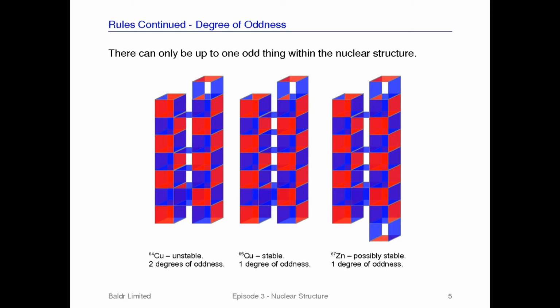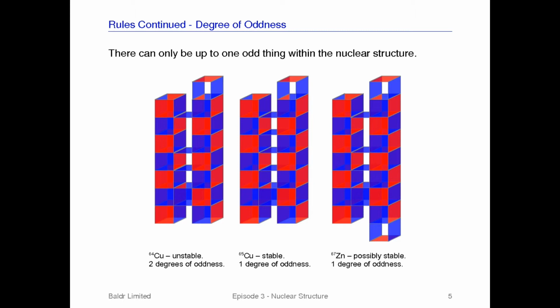Lastly, it could be argued that instead of adding an extra bonding neutron to the copper 64 structure, we could add an NPN hat to the other end of the right hand column. We would point out here that if an NPN hat was added anywhere else, then it would create another degree of oddness, as it wouldn't pair up with the NPN hat already in the structure.